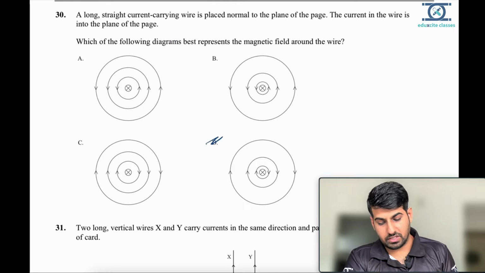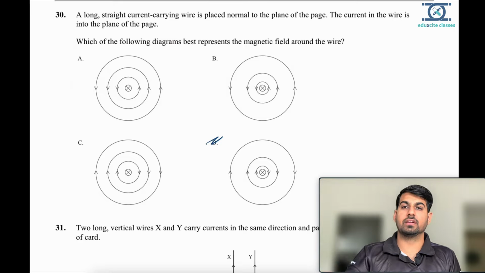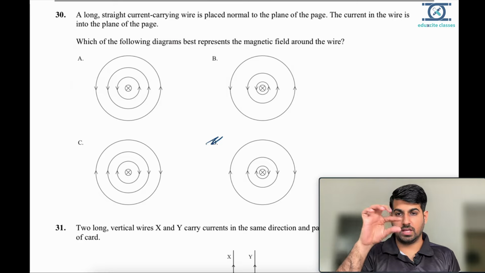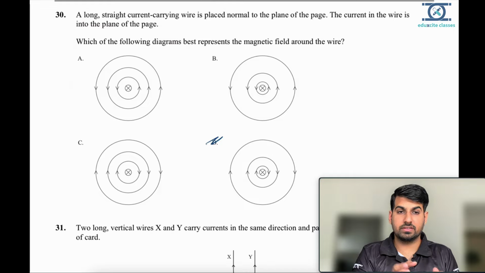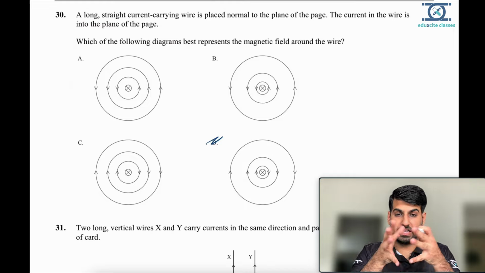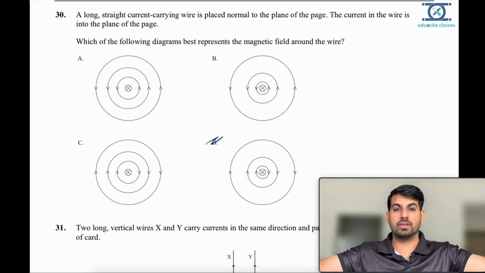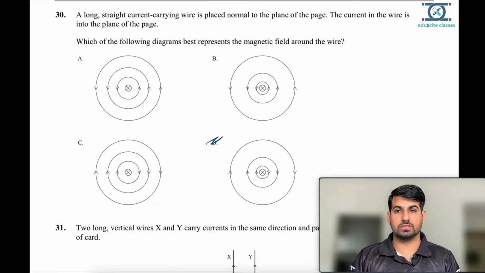Why not option C? Because they are equally spaced, but that is not happening. Near the wire, the magnetic field is stronger, and as you move away, it becomes weaker and weaker. So option D is the right answer.